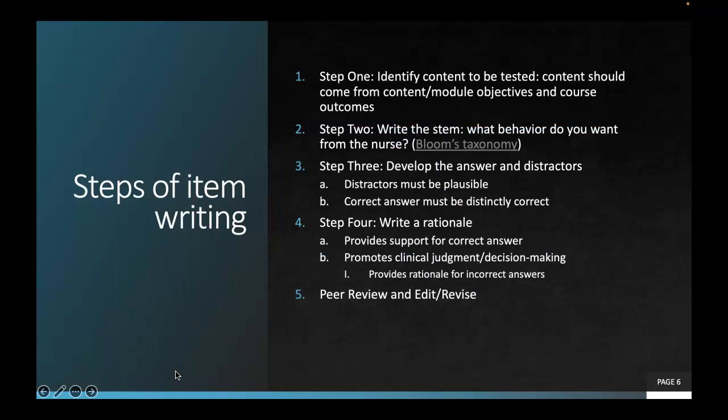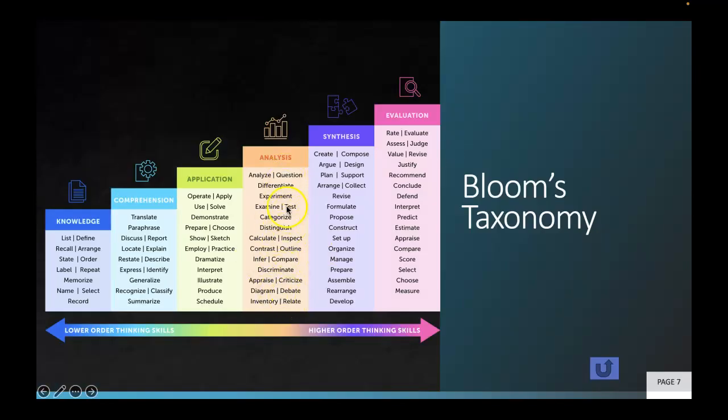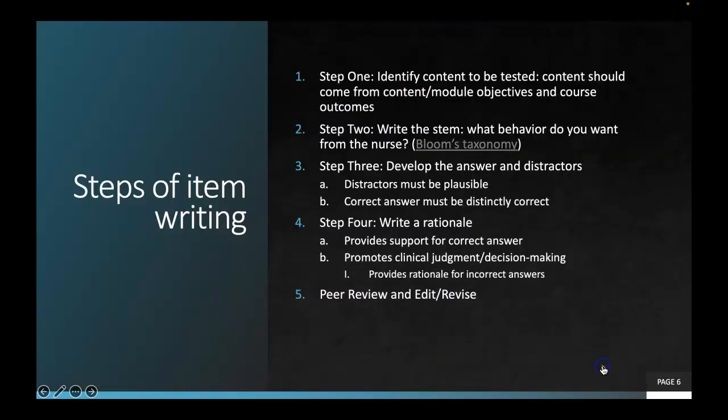All right, so let's talk about the steps of item writing. The first step we've already talked about, which is identifying content to be tested, which should come from your content or your module objectives and your course outcomes. The second step is to write the stem. The stem is going to be what behavior you want to see from the nurse. Do you want them to assess something? Do you want them to implement an intervention? This is going to come from using those cognitive verbs from Bloom's taxonomy, and we'll talk a little bit more about that in just a minute.